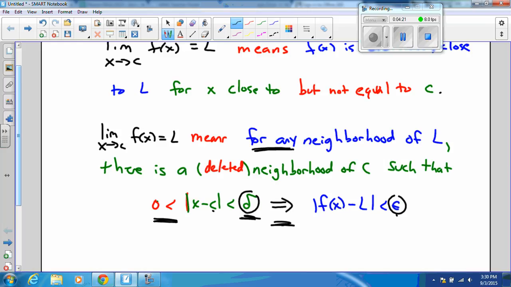And we delete x equals c from the neighborhood around C so that we don't have to worry about or consider what happens at x equals c. Hence, we have a deleted neighborhood at C.